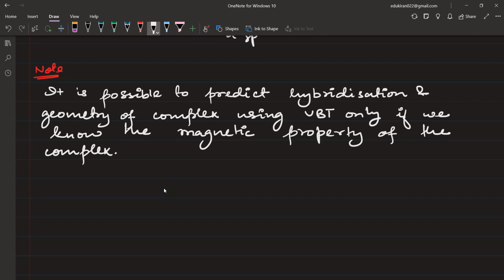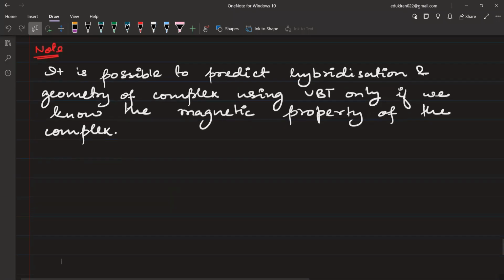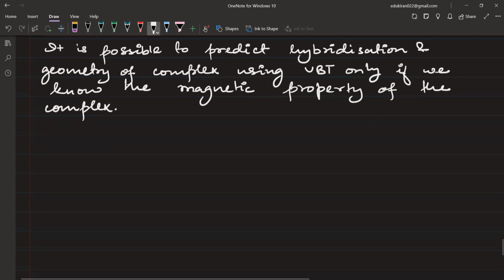Okay. So what is one more thing? We should know what is the formula of the complex. That means we should know the coordination number. We should get that. Unless someone gives a formula, how will we tell what to work out? And other than that, we also need the magnetic property, whether it is diamagnetic or paramagnetic. Right? Example here.